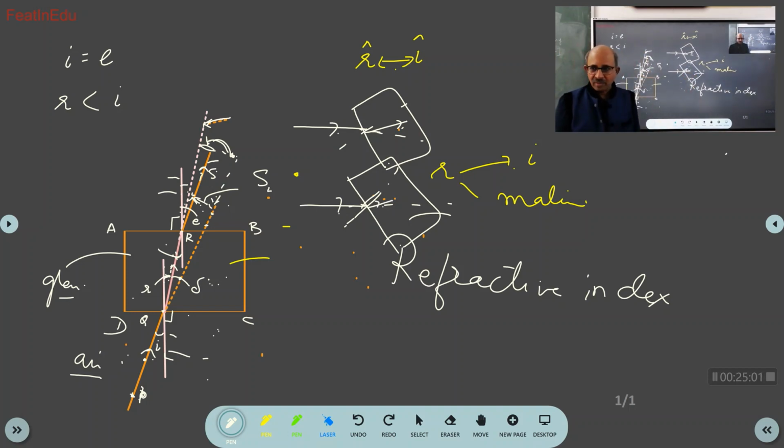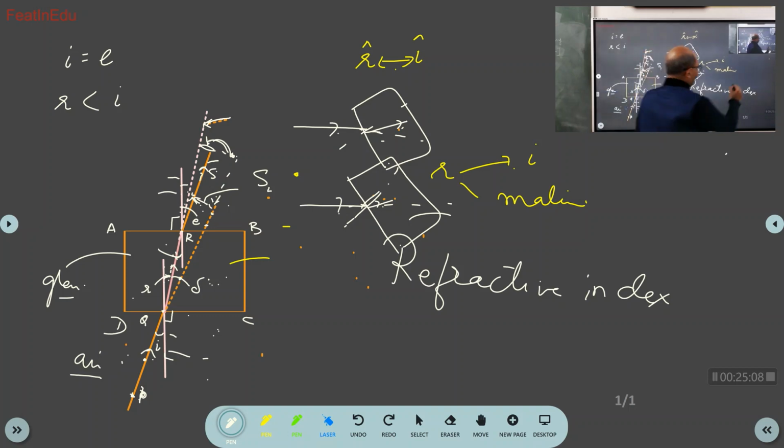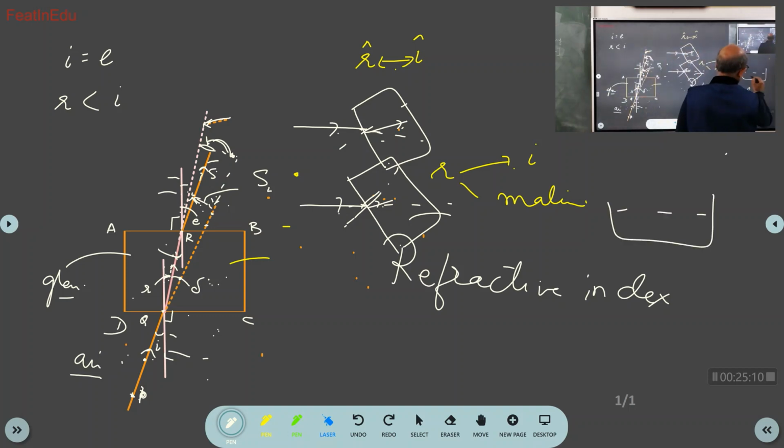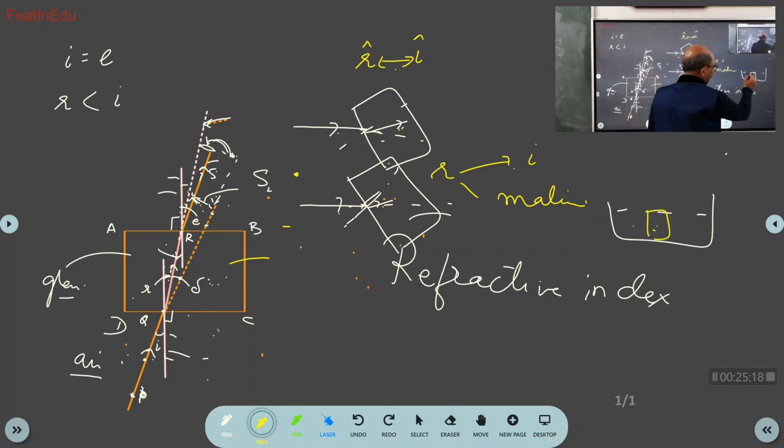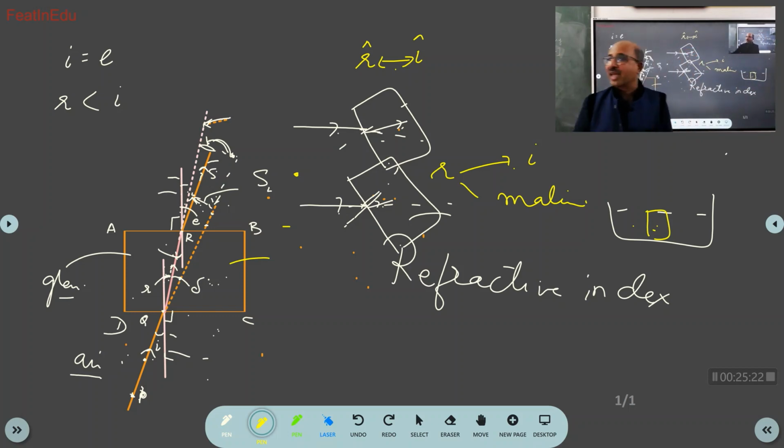Is the same glass if I keep it in water, glass in water. Then the refractive index of this glass with respect to water is different. The refractive index of glass with respect to air is different. So it depends upon the surrounding medium. Understood now? So refractive index is not absolute. It depends upon the medium. Got it?